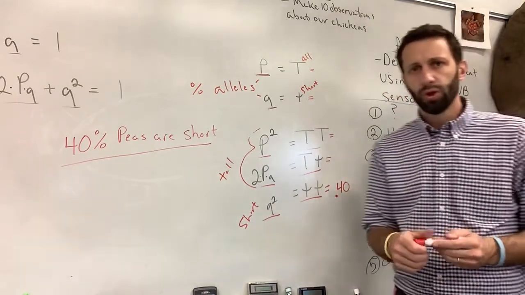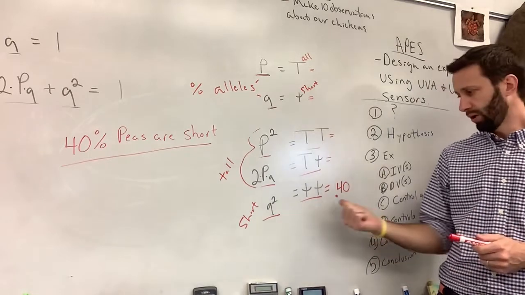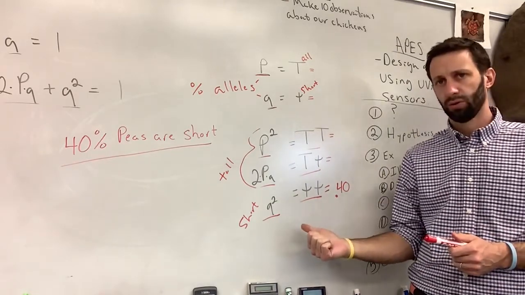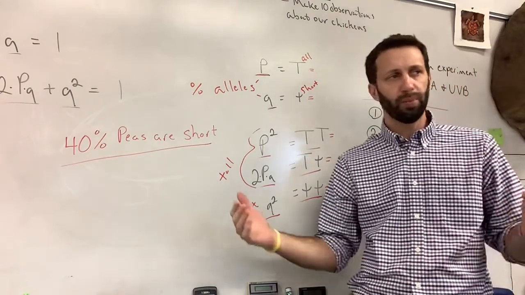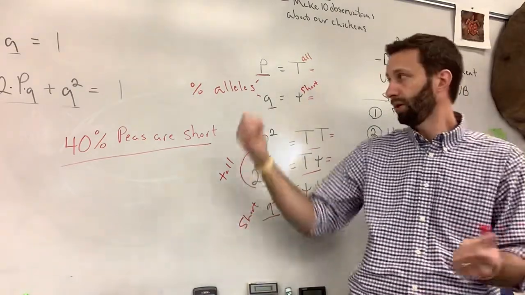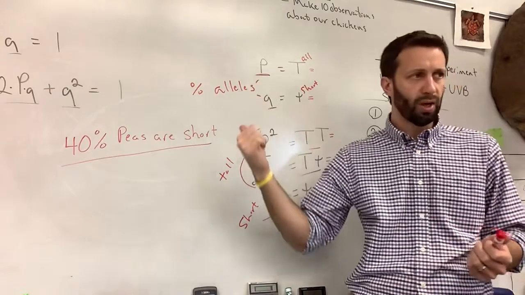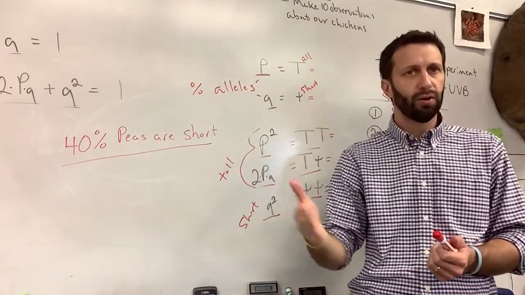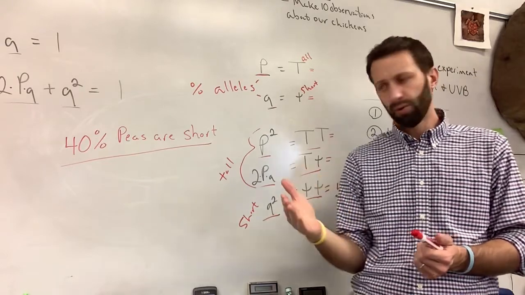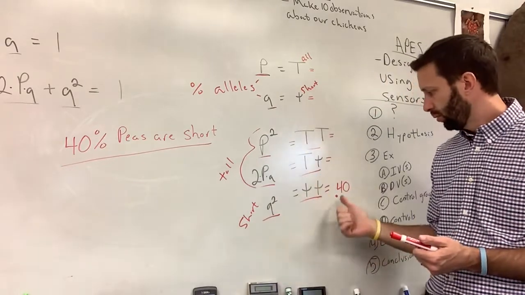Now, once you have q squared, does that make sense, Walker? Okay, once you have q squared, because you can't look at a bunch of pea plants out in the field, Tay, and know how many short alleles or dominant alleles there are, right? But you can look and see, is it short or is it tall? And so once you know one of those things, like it's short, then we can find this.